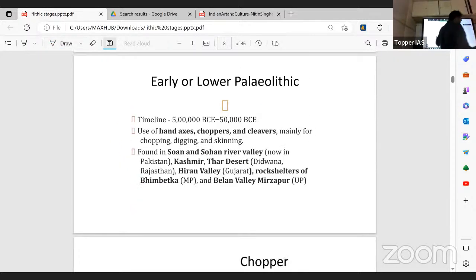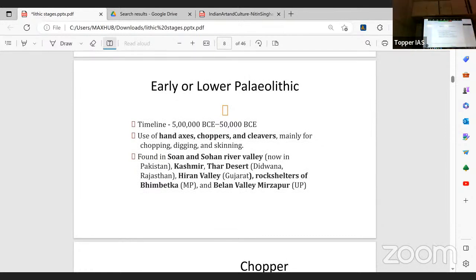The difference between early, middle and late Paleolithic is based on the geographical area and also the stone tools. In early Paleolithic, there was use of hand axe, chopper and cleavers, mainly for chopping, digging and skinning.